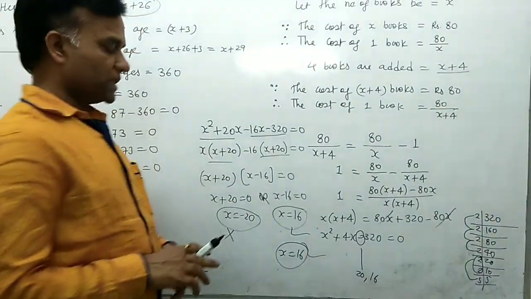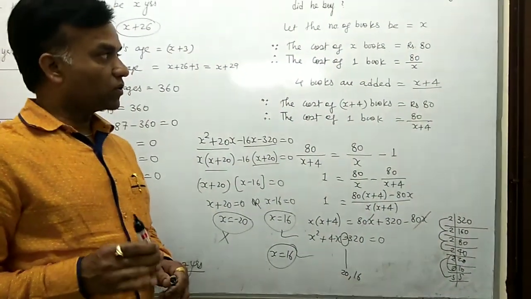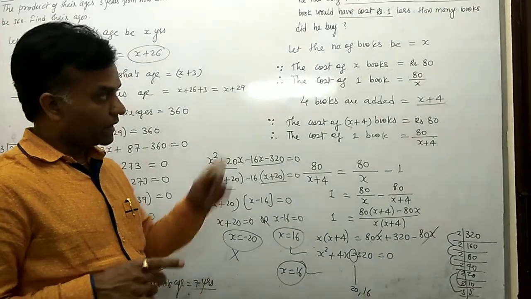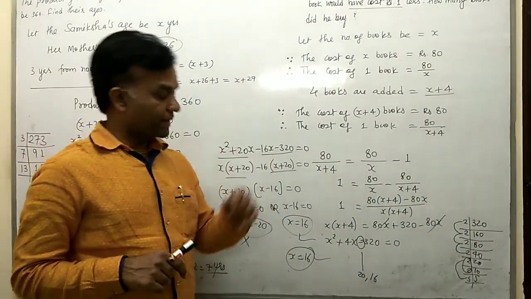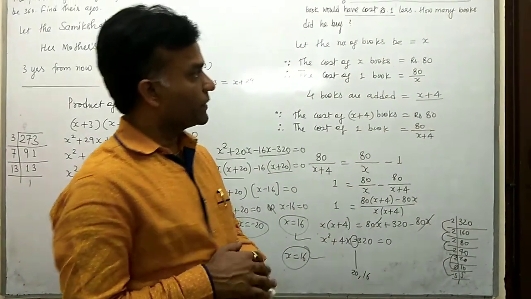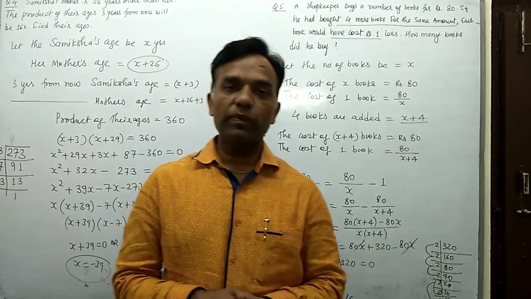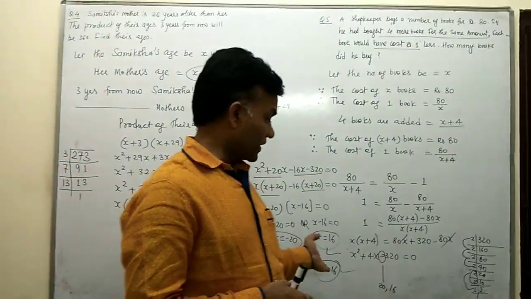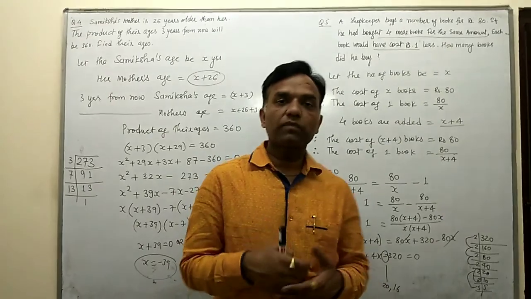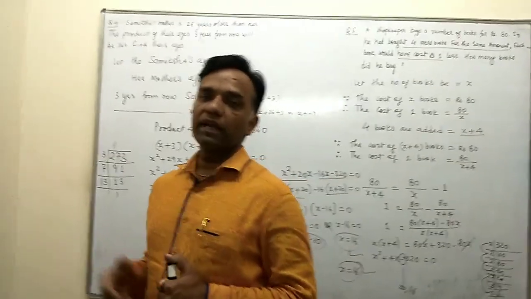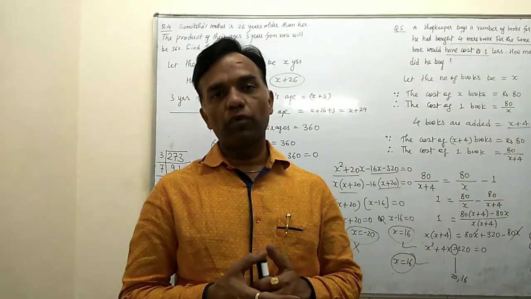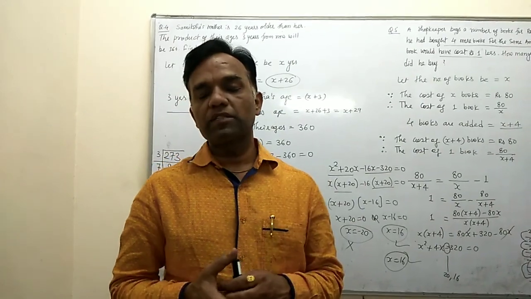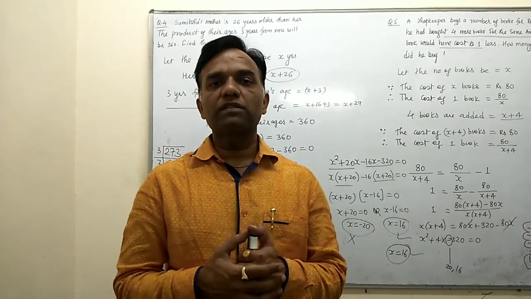So the number of books is here 16, and the total cost is 80. Now 80 upon 16 is 5 rupees. So one book costs 5 rupees, and then when you add the 4 books, it becomes 20. Then the cost of one book is 4 rupees, because it is one less, so 80 by 20 is 4. And 80 by 16 is 5. So the difference of the cost is 1 rupee.